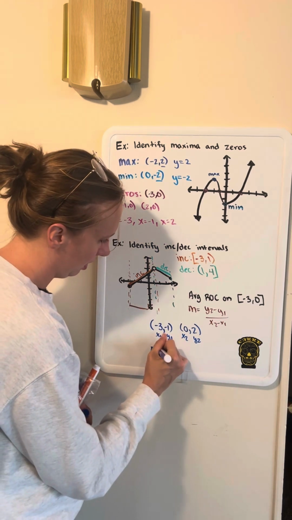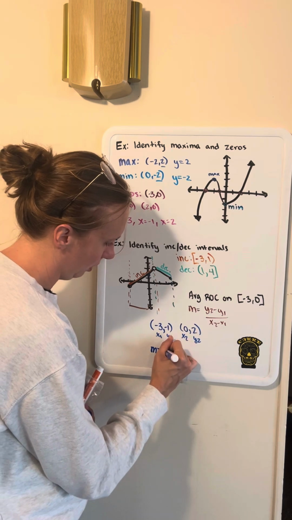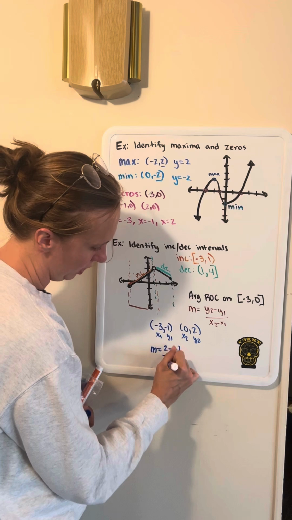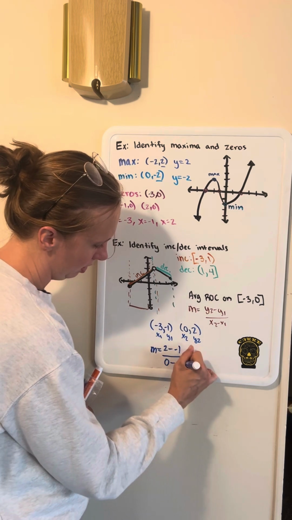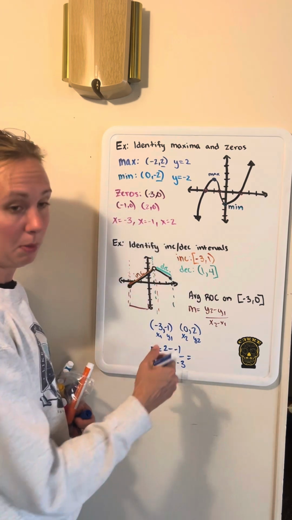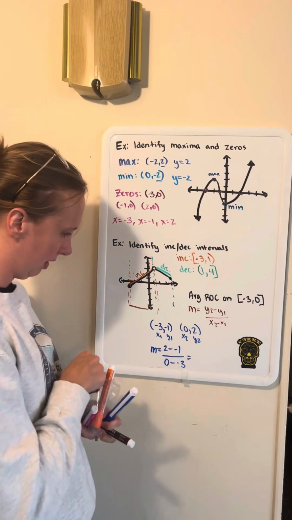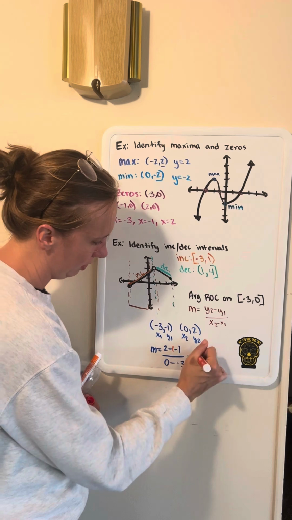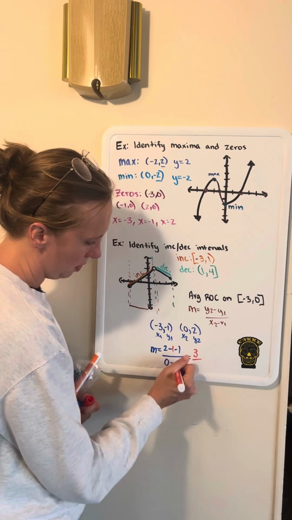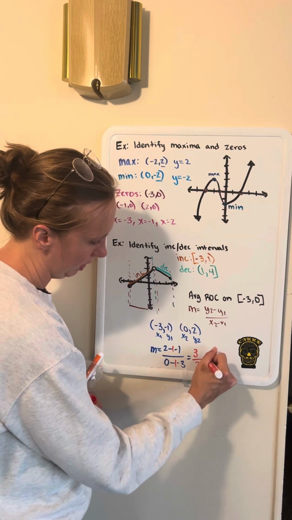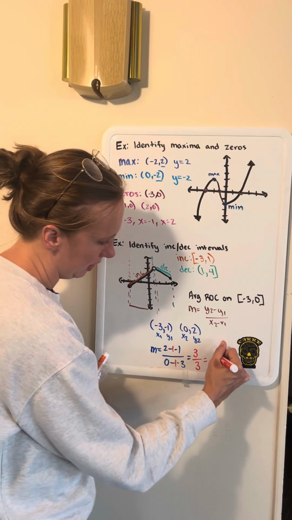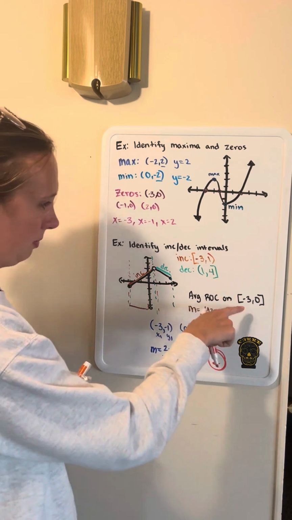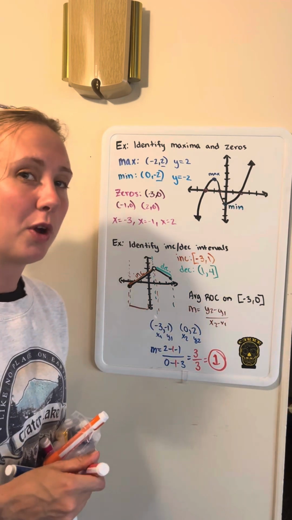So then m is equal to y2, which is 2, minus y1, which is -1, over x2, which is 0, minus x1, which is -3. Remember those double negatives, they become positive. So then I'm going to have 2 plus 1, which is 3, over 0 plus 3, which is also 3. And then 3 divided by 3 is 1. So the average rate of change on the interval from -3 to 0, that's going to be 1.